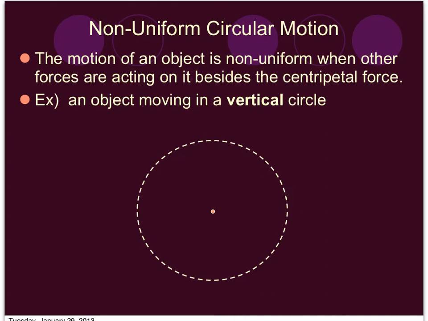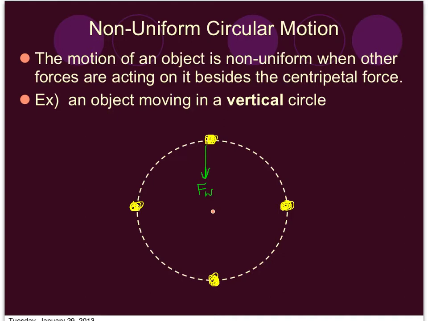The motion of an object is non-uniform when other forces are acting on it besides its centripetal force. So let's pretend that we have a rock, for example, or any object that's moving in a vertical circle. Let's draw this object at the very top, over here on the side, here on the bottom, and over here on the right side as well. If we start at the top, when it's at the very top of its path, this object is going to be acted upon by gravity, which is straight down.